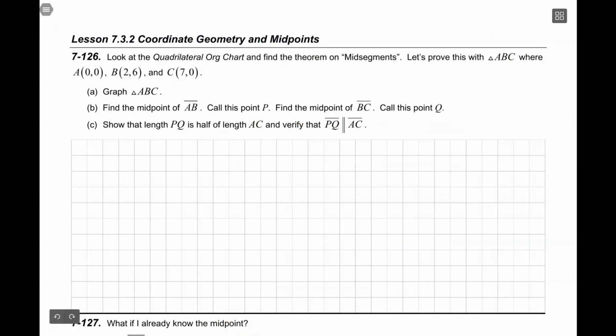All right, folks, here we go. We got the notes page here. Lesson 7.3.2, coordinate geometry and midpoints. First thing here says to look at the quadrilateral org chart and find a theorem on midsegments. I want you to do that right now. So I'm going to pause and wait. No, seriously, get out the quadrilateral org chart and look for the theorem on midsegments in the bottom right hand corner.